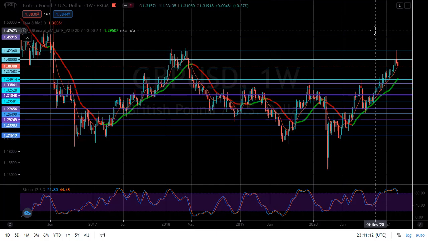Well, without further ado, let's just go straight to the chart. Right now, I'm looking at the pound dollar pair, and for this, we are looking at the weekly time frame.